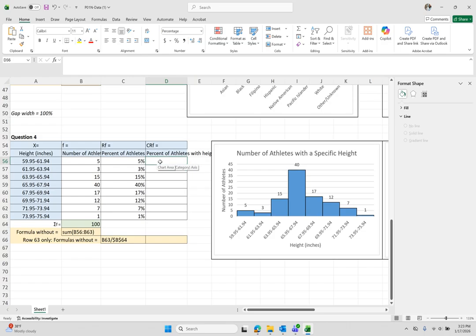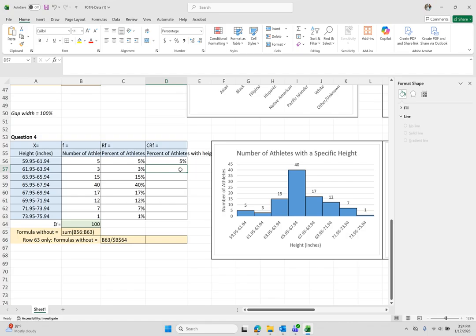Now, how do we calculate this? We know that in the first group, the cumulative relative frequency will be only 5%. So per the project instructions, it says just make it equal to 5%. But then in the next group, there are 3% of our athletes with heights from 61.95 inches to 63.94 inches, the cumulative relative frequency will be this 3% plus the 5% that we have calculated before.